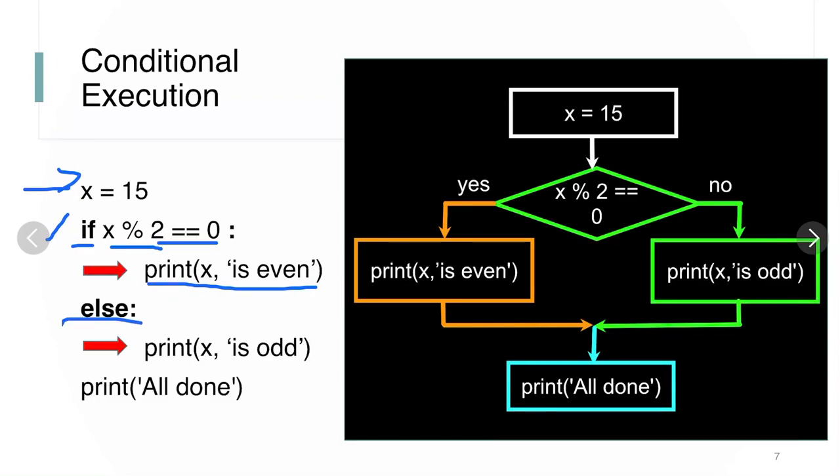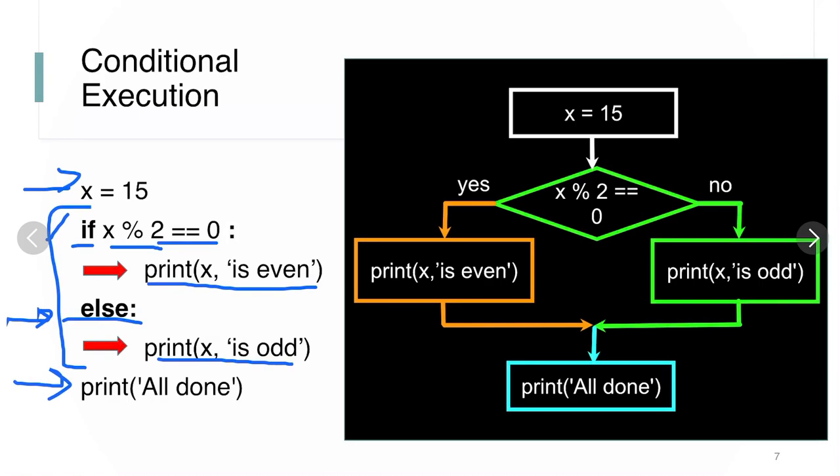If the if statement is false, then it will go to the else case. So this is an if statement with an else part. In the case the if condition is false, it will go to the else case, and then execute the statements after the else clause. So in this case, it will print x is odd. And then after the if statement, next comes the print statement. Then it will print all done after that.